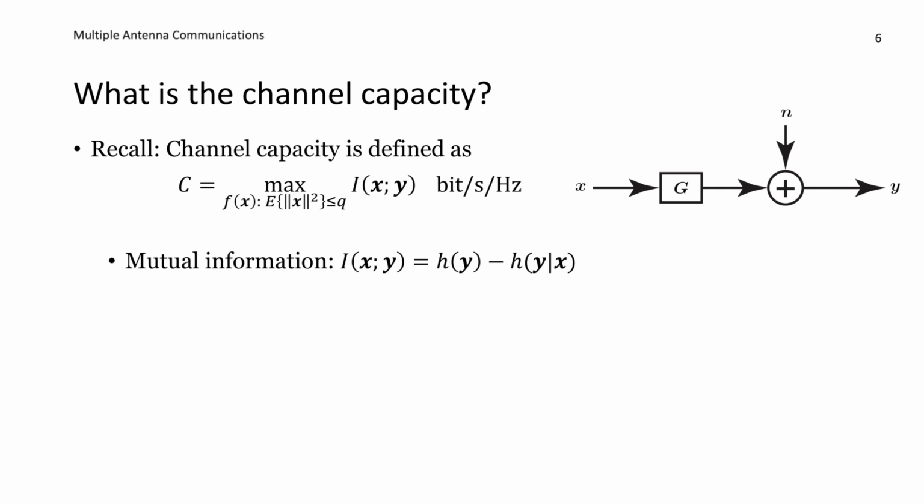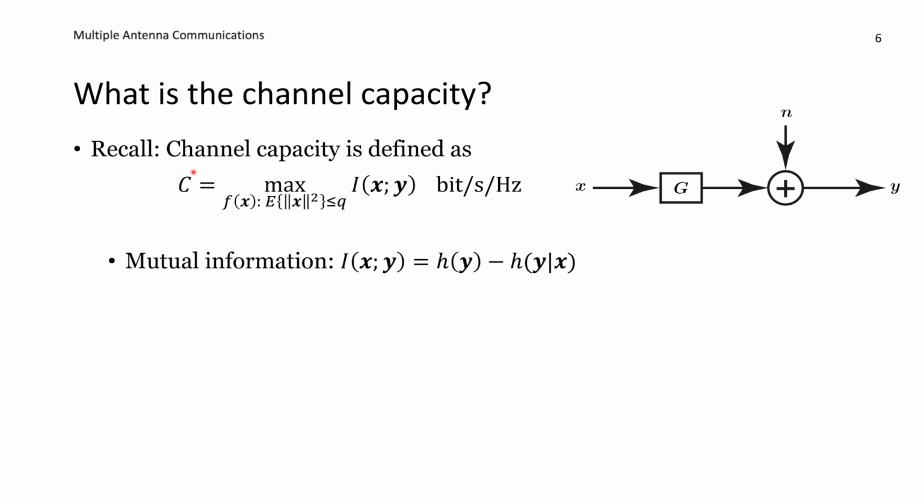So what is the channel capacity of a system like this? We are considering a case where we're sending a vector x. It goes over a channel matrix G. We add noise, and that gives us the received signal y. And what we would like to figure out is how much information can we send from x to y, given that we have some additive noise here that we can't control.